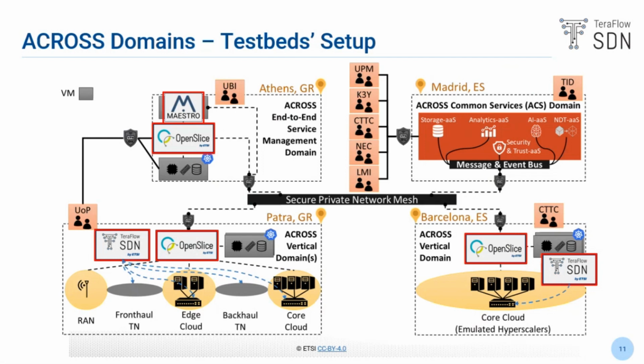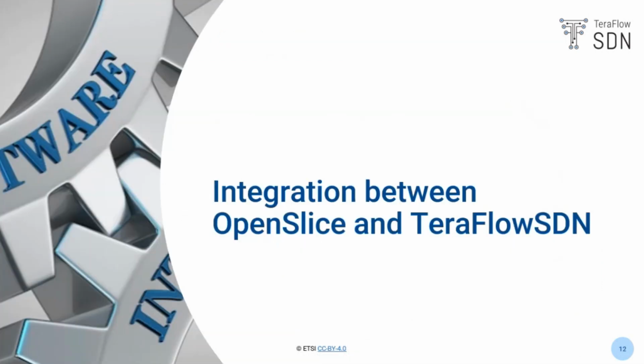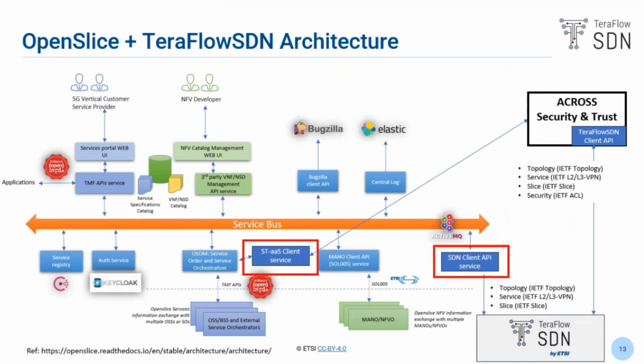And finally, for the control of the different network segments, mainly front-end, back-end, and then the edge and the cloud devices, we are planning to use TeraFlow here. That's more or less the description of the Acros project. Now jumping to the second part, on the integration between OpenSlice and the TeraFlowSDN. Well, I will not go into the details of the architecture because I thank Christos for the previous presentation. You helped a bit in this presentation also.